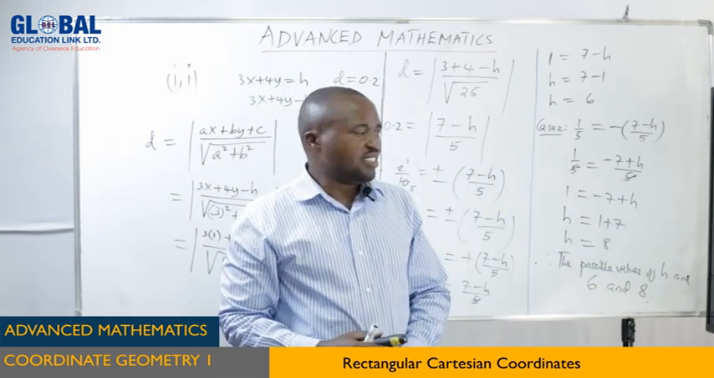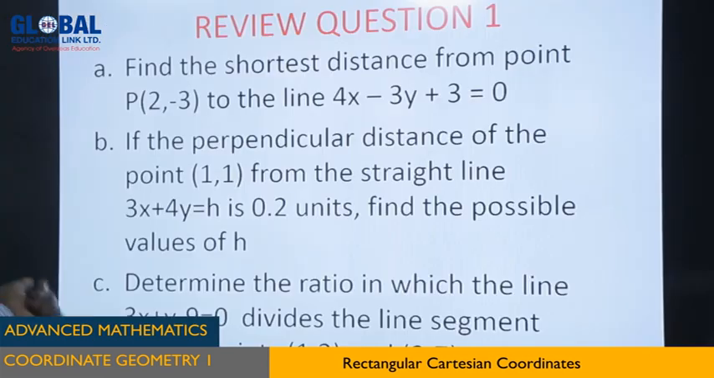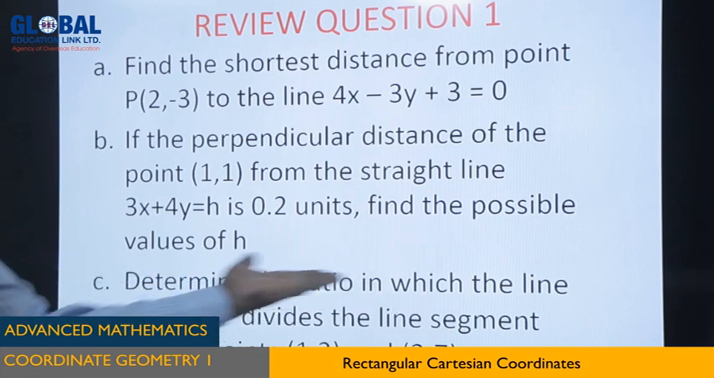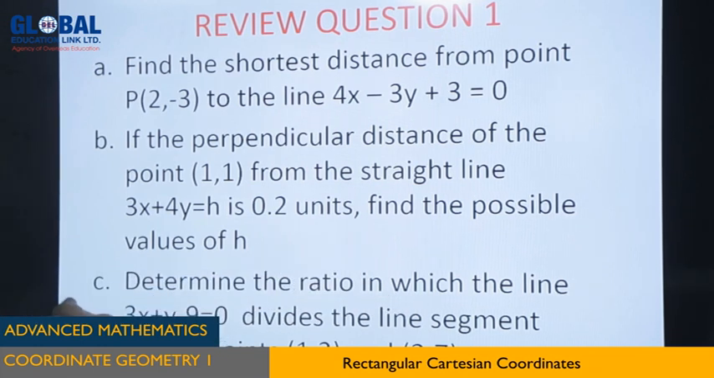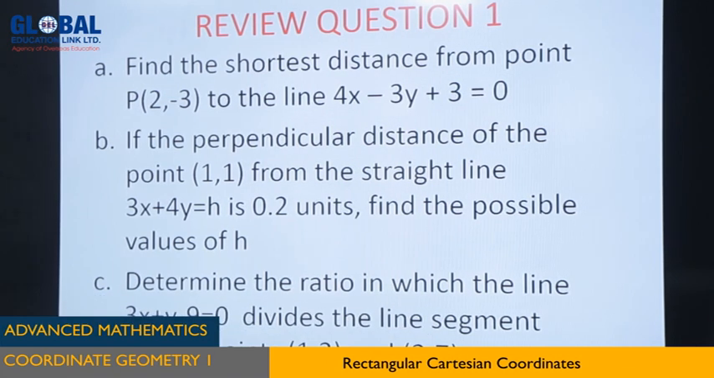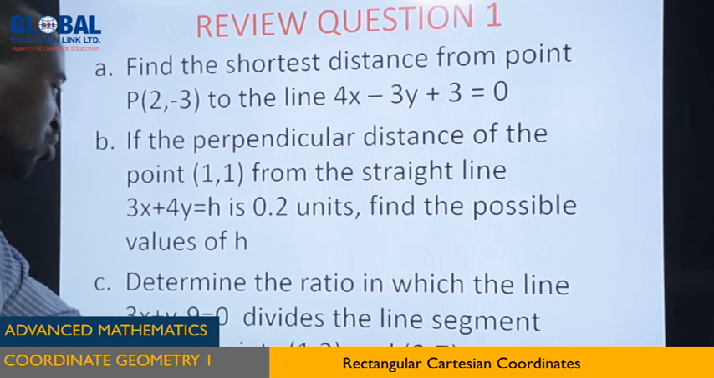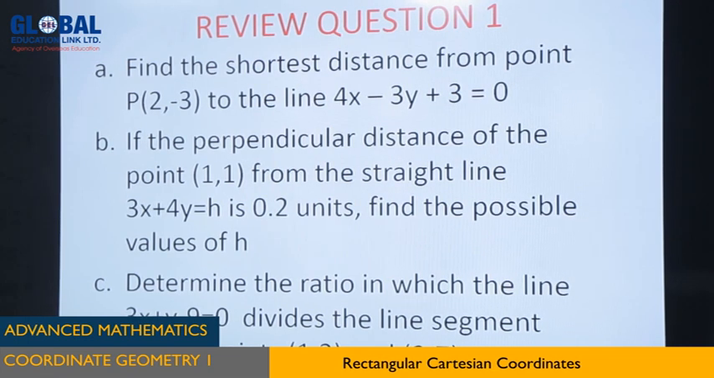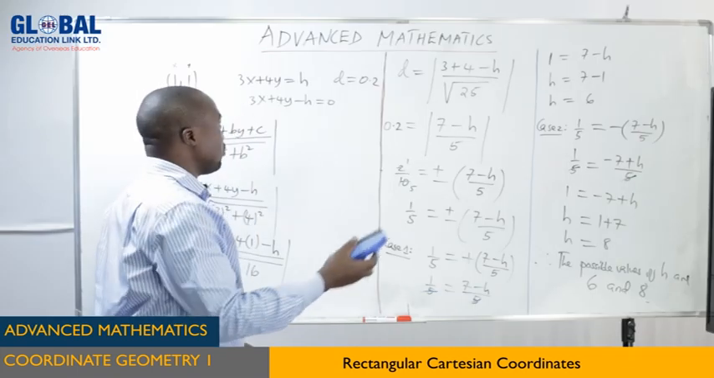So let us proceed with C. Determine the ratio in which the line 3x plus y minus 9 is equal to 0 divides the line segment joining points (1, 3) and (2, 7). Again, that one is an application of the distance formula or perpendicular distance. Let us see how we can do that question.